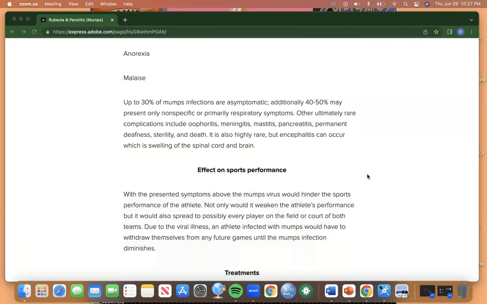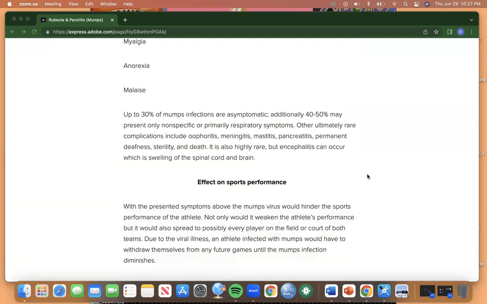Now, regarding effects on sports performance, with the presented symptoms above, the mumps virus could hinder the sports performance of the athlete. Not only would it weaken the athlete's performance, but it could also spread to possibly every player on the field or court of both teams. Due to the viral illness, an athlete infected with mumps would have to withdraw themselves from any future games until the mumps infection has diminished and cleared.